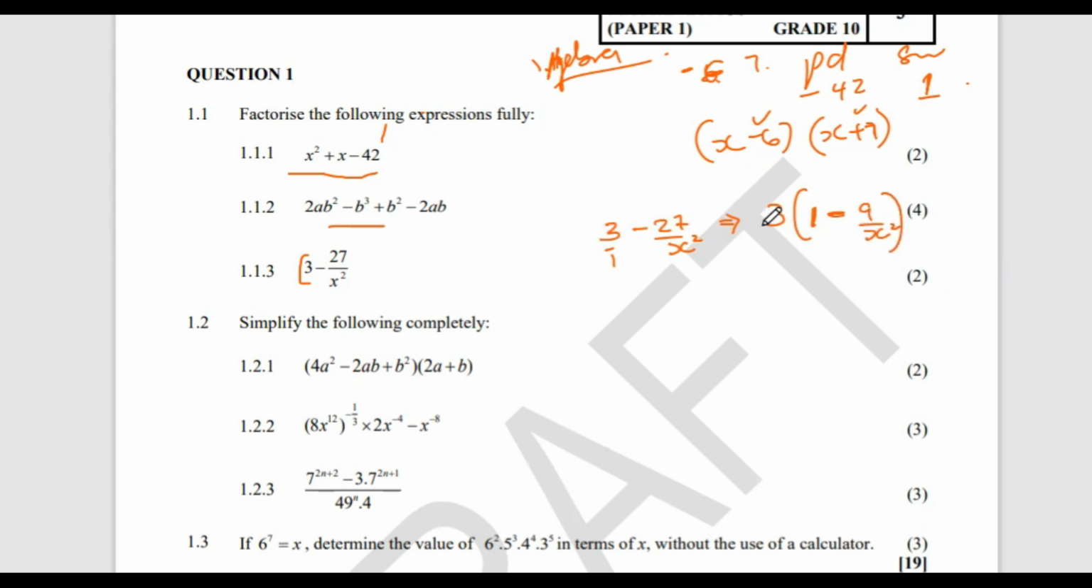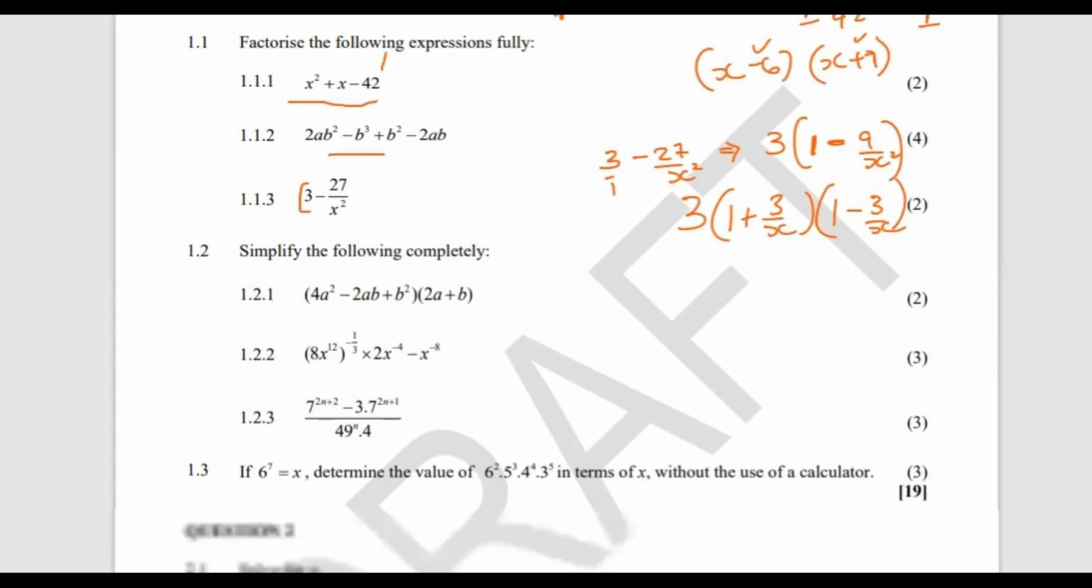And this is a difference of 2 squares. So if 3 is out with the difference of 2 squares, just open 2 brackets. One bracket will have a plus, one bracket will have a minus. So it's 1 plus, 1 minus, because the square root of 1 is 1. What's the square root of 9? It's 3 over x. And that's 3 over x. So those will be the answers for that question. Then 1.2.